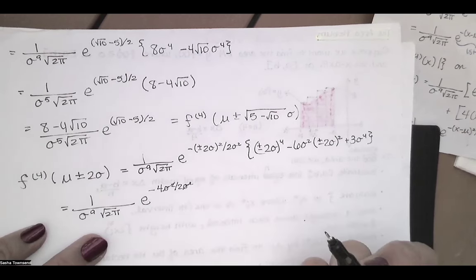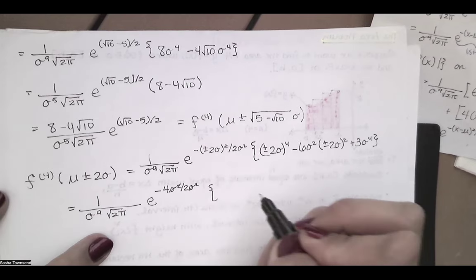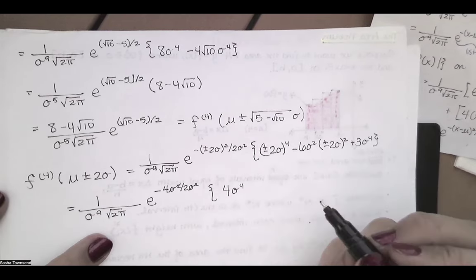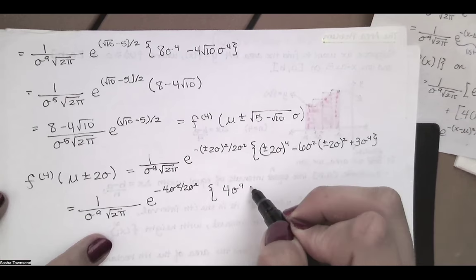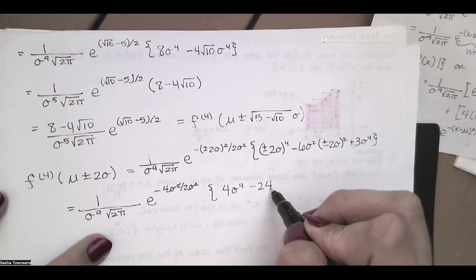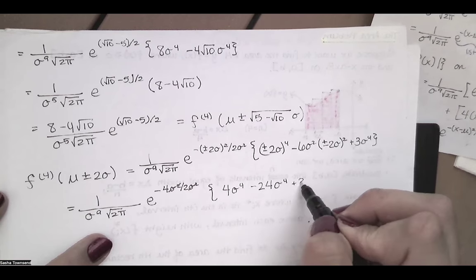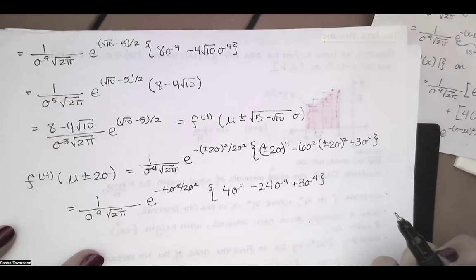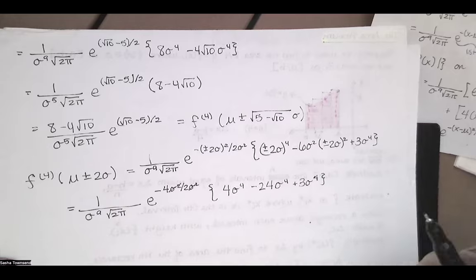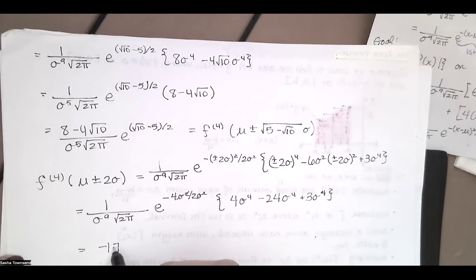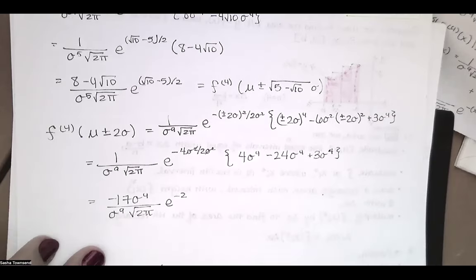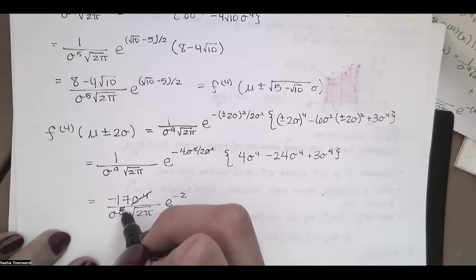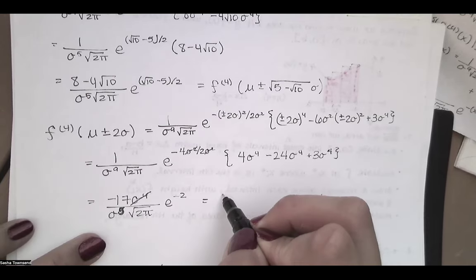So you end up with e to the negative 4 sigma squared divided by 2 sigma squared. Those reduce, and we end up with e to the negative 2 there. And this will be 4 sigma to the 4th. And then we'll have negative 6 times 4, which is negative 24 sigma to the 4th. And then we've got 3 sigma to the 4th. That's negative 24 plus 3, which is negative 21. We end up with negative 17 sigma to the 4th divided by sigma to the 9th times the square root of 2 pi times e to the negative 2. And that will cancel with 4 of those, so we'll have 5 of those remaining in the denominator.